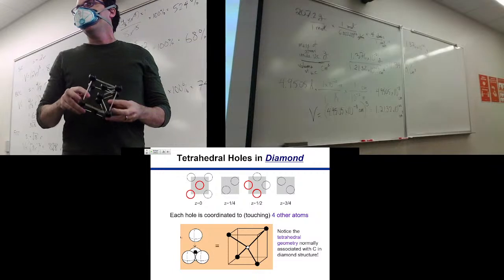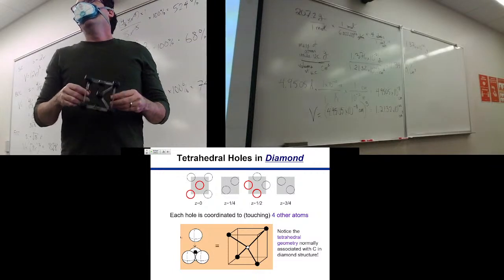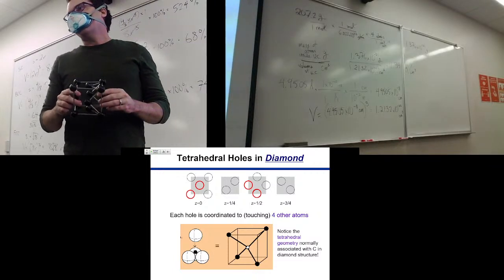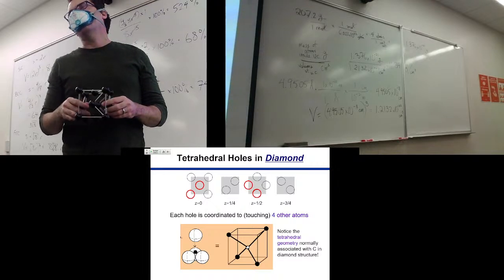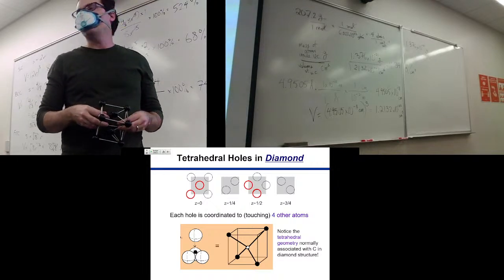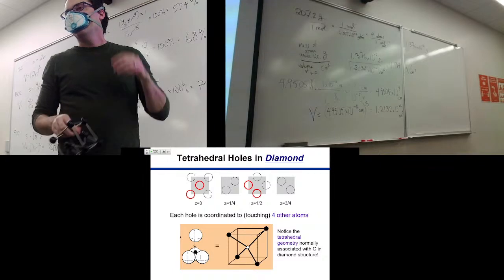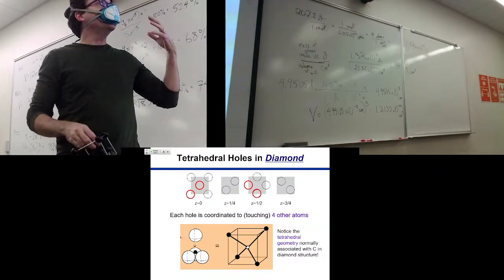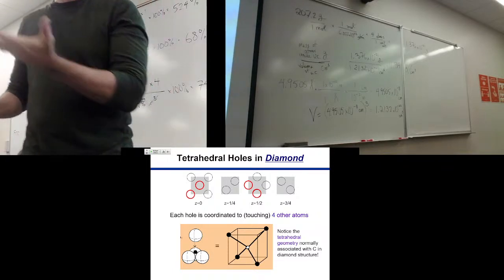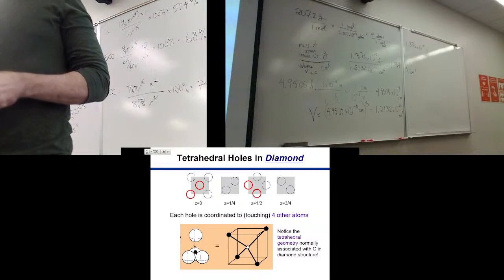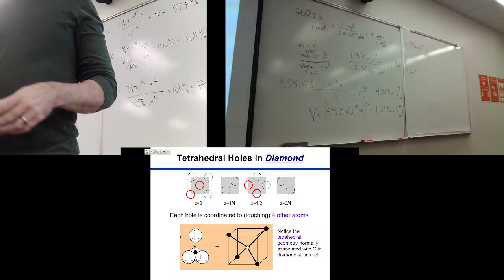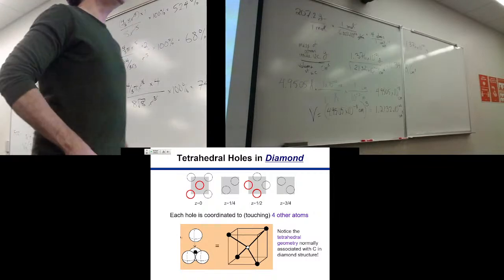If all 8 were filled, what would it be called then? It's not the diamond structure anymore. It probably has a name, I don't know it. But it's still FCC, you would say, with all the tetrahedral holes filled. That's how you'd describe it. But this is the diamond structure.